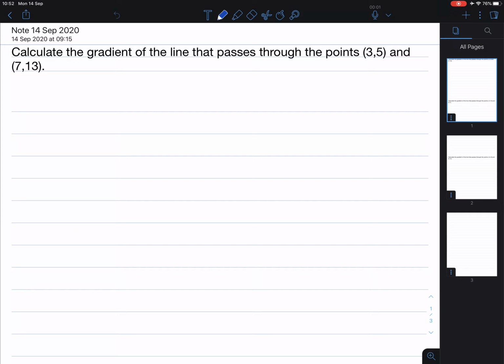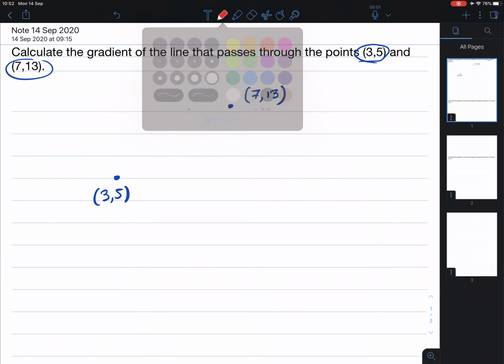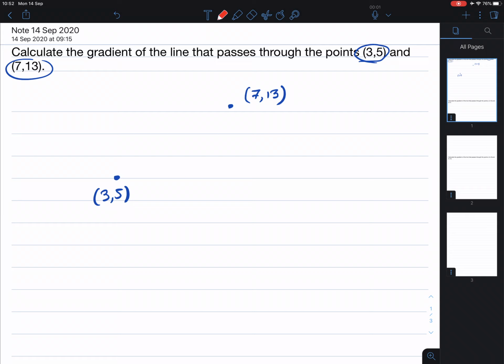In this video, we're going to be calculating the gradient of lines that pass through two points. So in this one here, we have the point 3, 5, and we also have the point 7, 13. Now, one thing that you can choose to do is make a rough sketch of where these are. You don't have to do this, but for the purposes of talking through the rest of this, it will be of benefit.